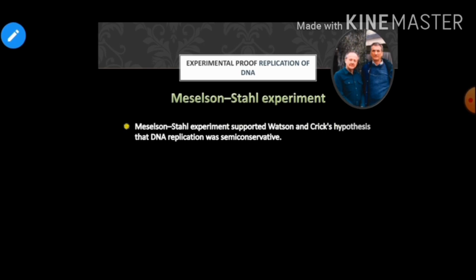So what was done in this experiment? Let us understand this experiment. This experiment was to prove the semi-conservative nature of DNA replication. By now we already know what semi-conservative nature is. So what was done in order to prove that? We will see.